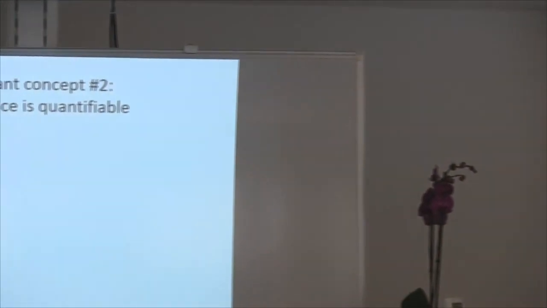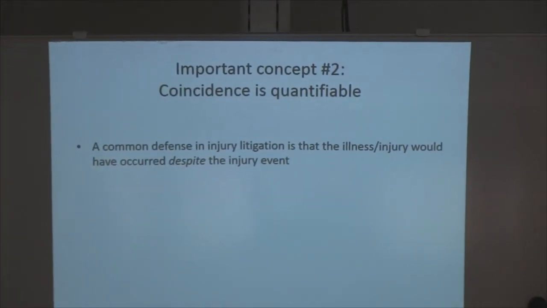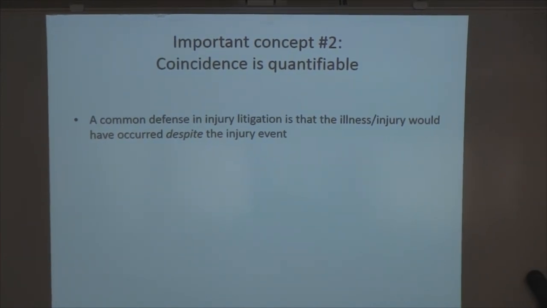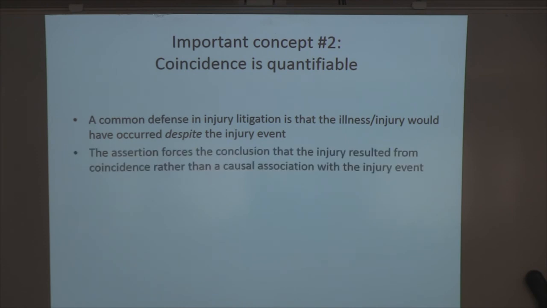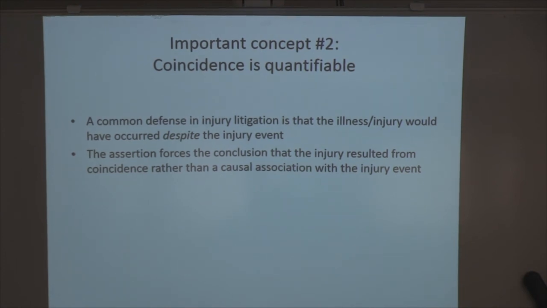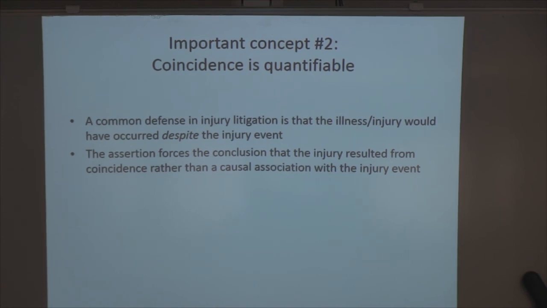I have one more point, which is to say that coincidence is quantifiable. This will be the last thing I'll point out. And this has to do with this allegation that an injury would have occurred despite the injury event. Basically you're talking about a very standard defense, which is to say this person had degenerative changes in their spine, they had a prior history of problems, and therefore they were going to have these problems anyway. No one can say otherwise. Therefore, what happened to them is purely a coincidence to the fact that they were exposed to an event that could cause the injury. It's all coincidence.